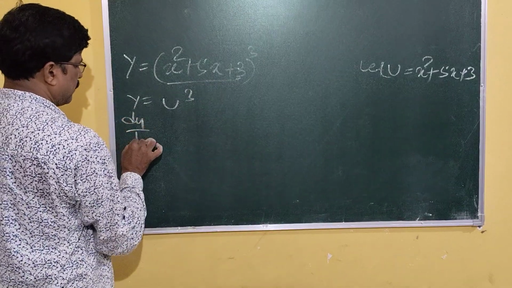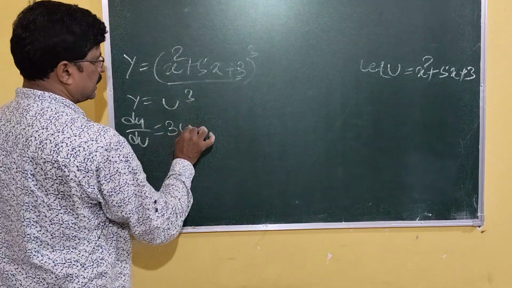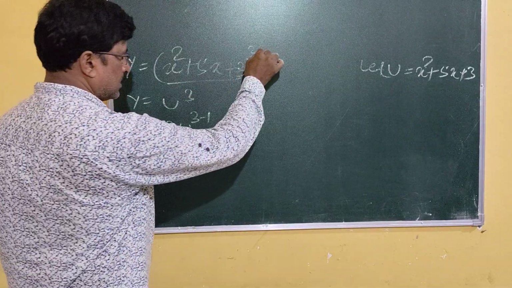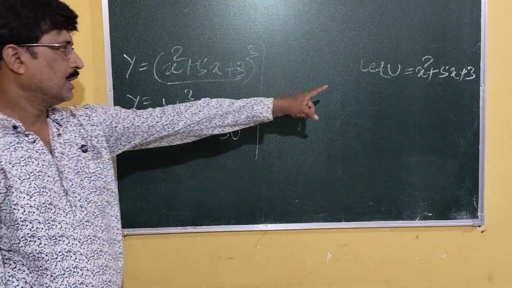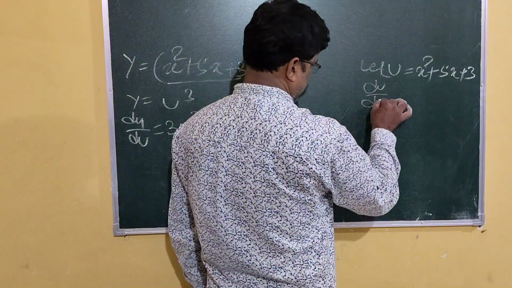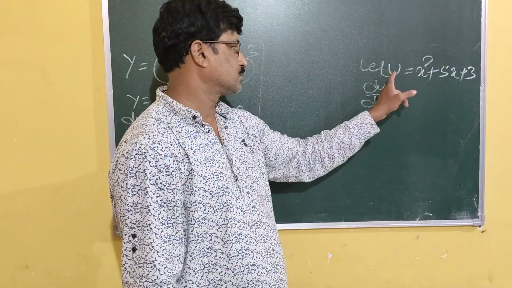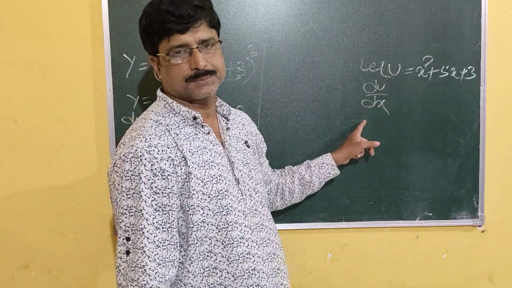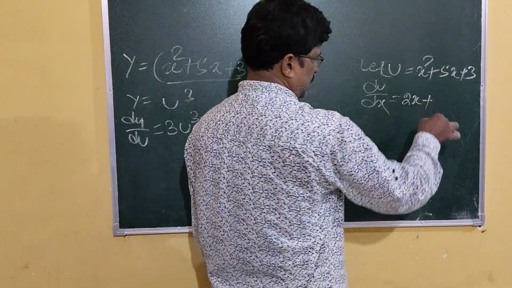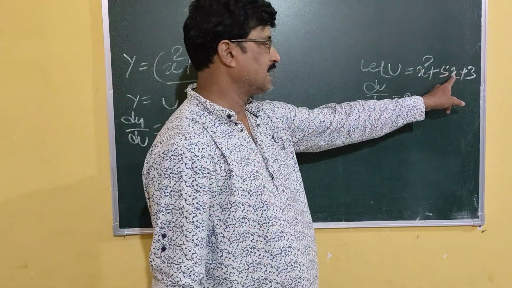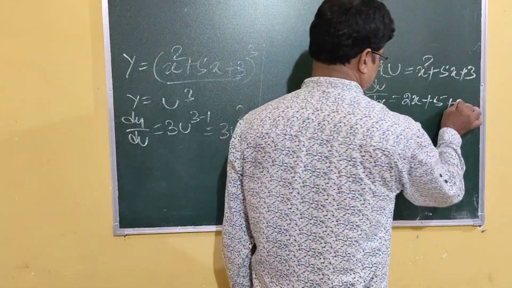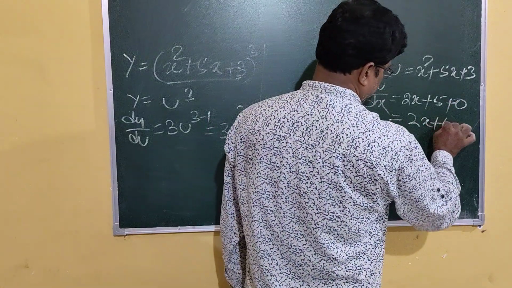So dy by du becomes 3u to the power 3 minus 1, that is 3u to the power 2. Okay, this is one side. We have to take the derivative of this side also, that becomes du by dx. As x is the variable, we have taken the derivative of u with respect to x. It becomes derivative of x square, that is 2x. Derivative of 5x, 5 is constant, derivative of x is 1, so it becomes 5. And derivative of 3, a constant, is 0. So it becomes 2x plus 5.